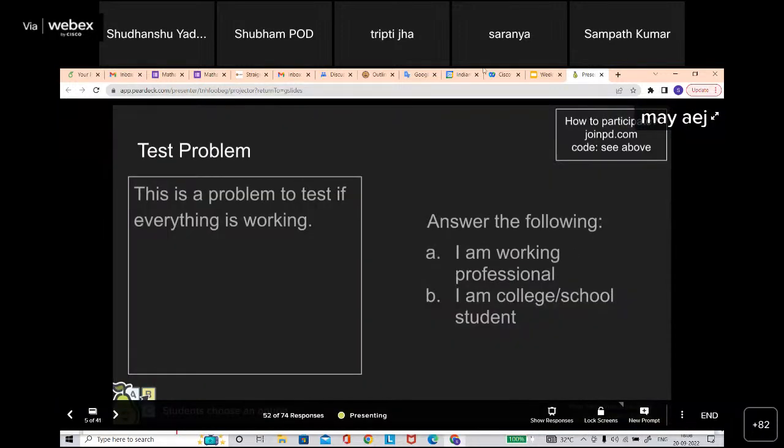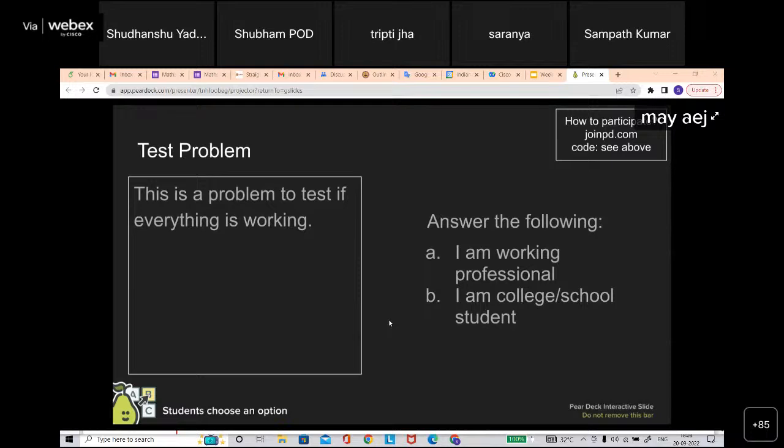I'm looking, there are 88 participants but only 74 have joined. So for those who remain, just join. You can see here how to go. Just go to joinpd.com, type this code without giving any space, and you will be able to join. And try to answer this, all of you. I'm looking, there are 76 participants and only 61 responded. So try to answer, all of you, then it will be a kind of record for me, for us also.